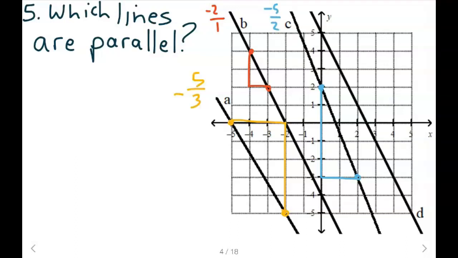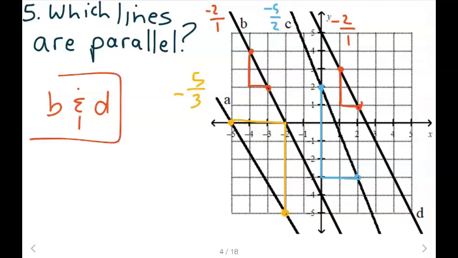And then line D, down 2 to the right 1, has a negative 2/1 slope. So the lines that are parallel are B and D. Those are the ones that are parallel to each other. The other ones do not have the same slope.